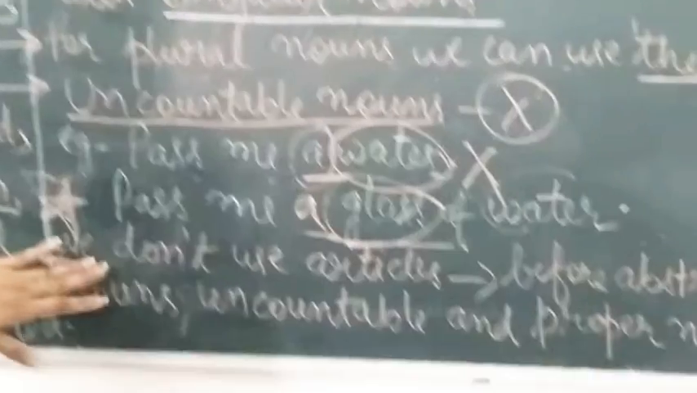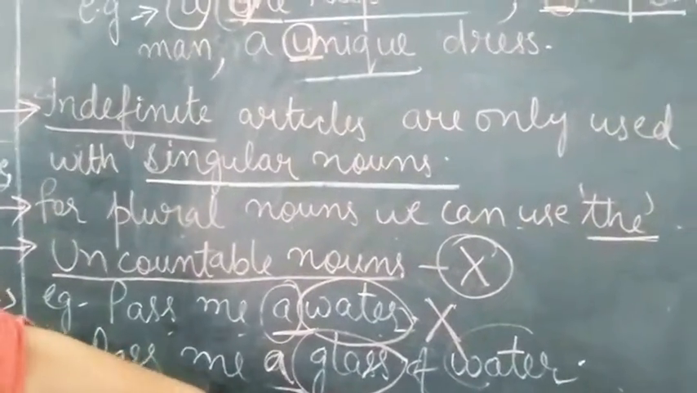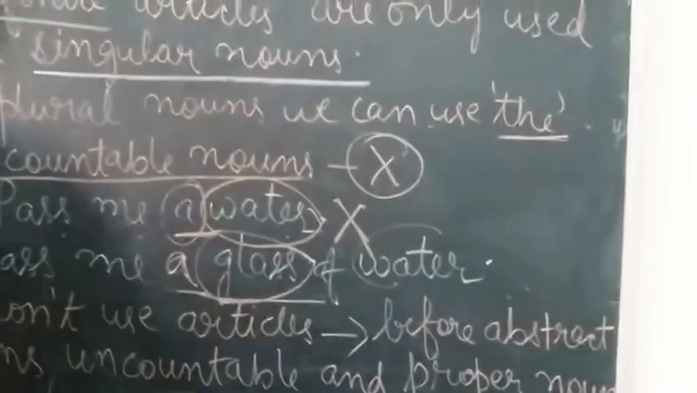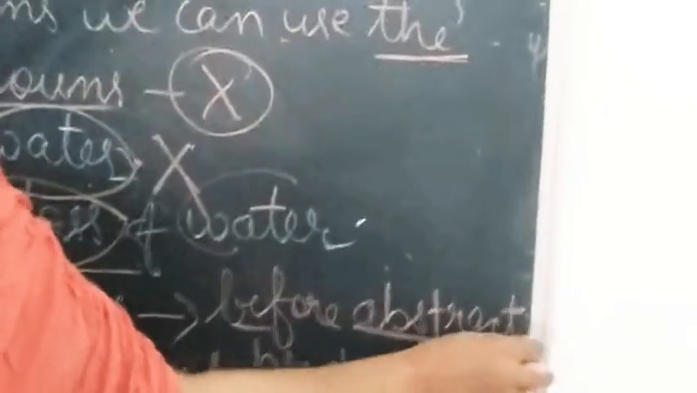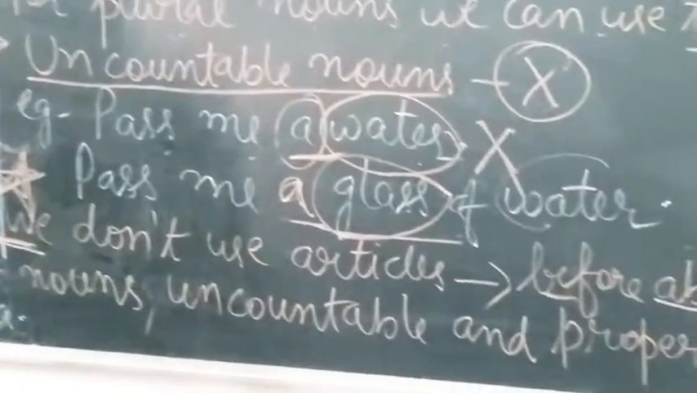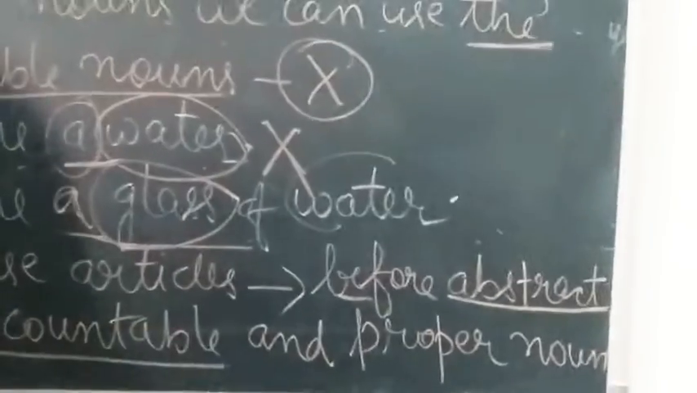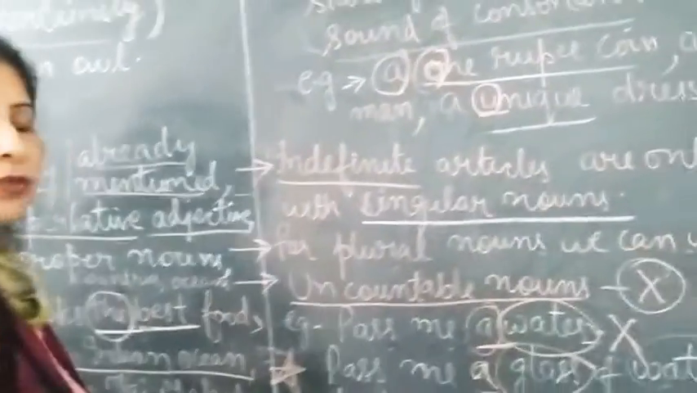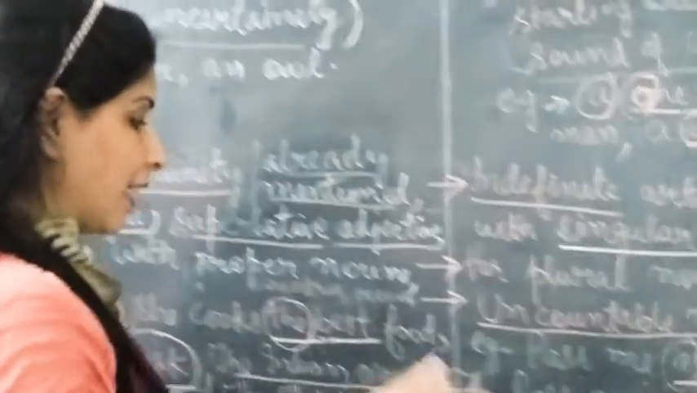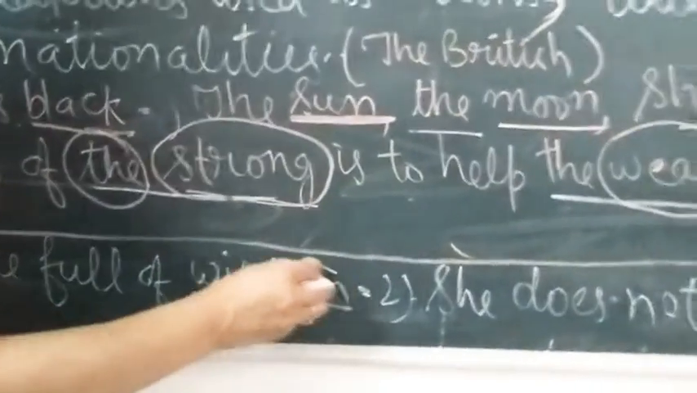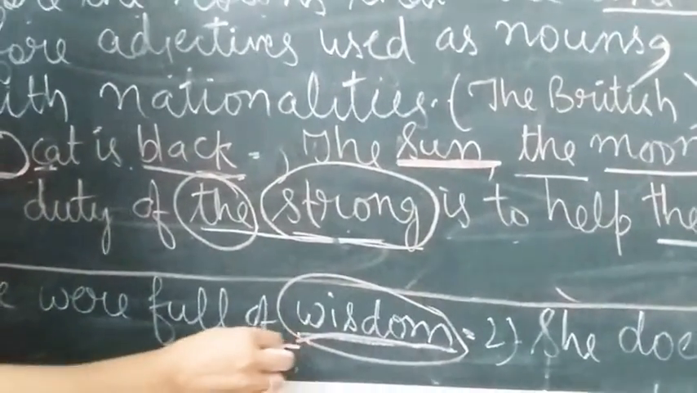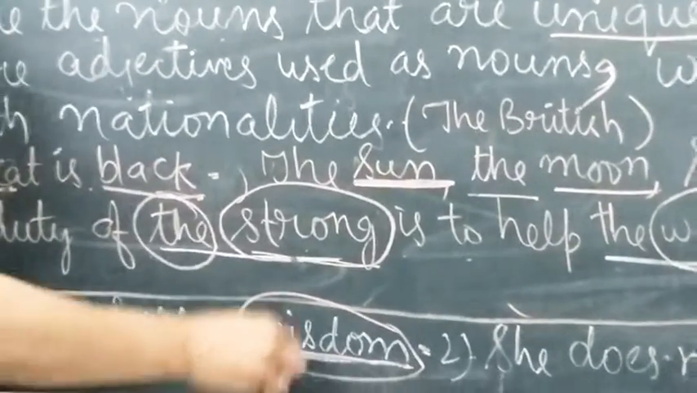Okay. Then we don't use articles where we need to omit the articles. I have written down the points here where we don't use articles: before abstract nouns, then uncountable nouns and proper nouns. So these are a few scenarios where we don't need to use any article. For example, we were full of wisdom. Now wisdom is an abstract noun. There is no need to write any article here in front of wisdom.